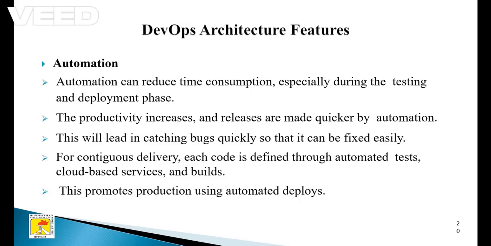This will lead to catching the bugs quickly so that they can be fixed easily. For continuous delivery, each code is defined through automated tests, cloud-based services, and it builds the infrastructure process. This also promotes the production using automated deploys.